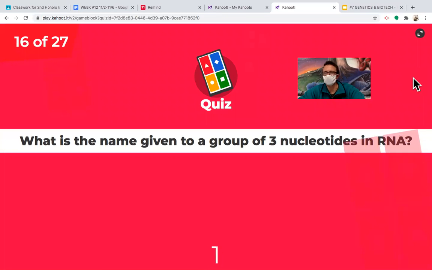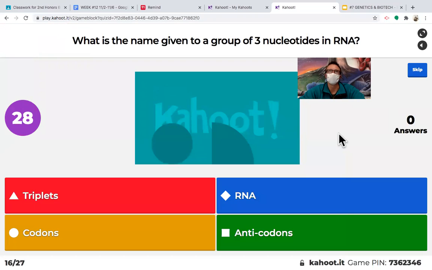What is the name given to a group of 3 nucleotides in RNA? So when we read RNA, when we look at messenger RNA, we look at it 3 letters at a time. What do we call that? We're looking at messenger RNA.